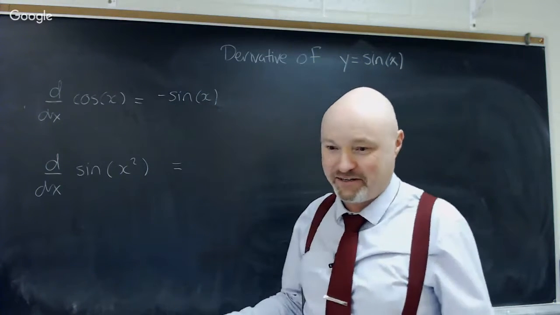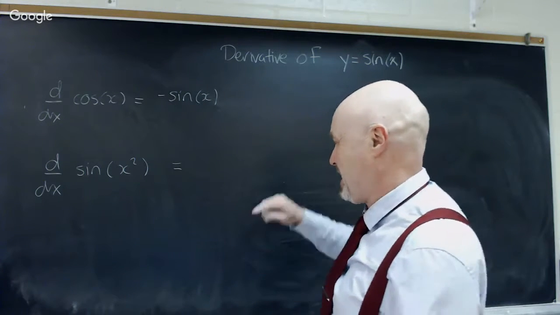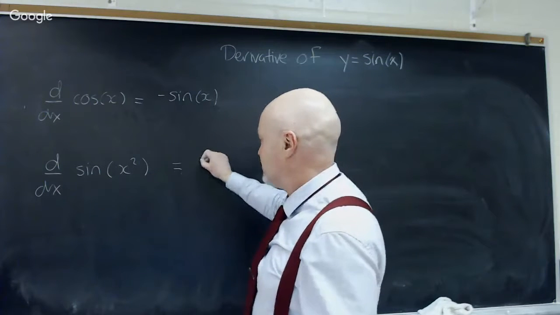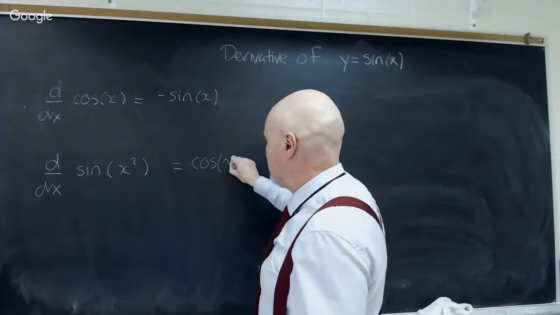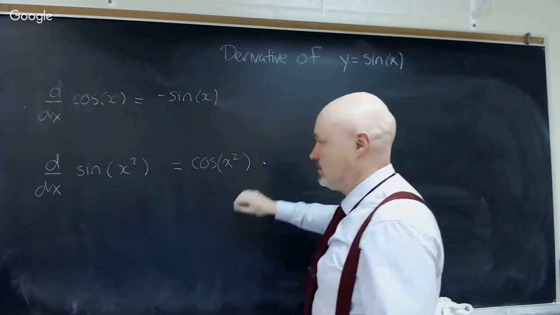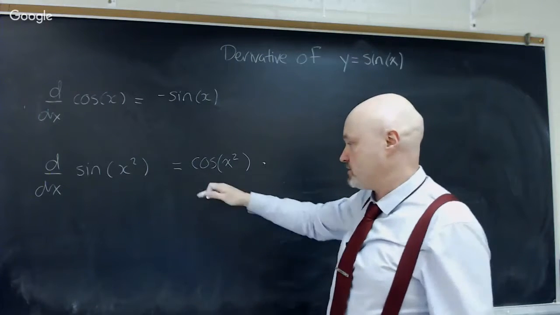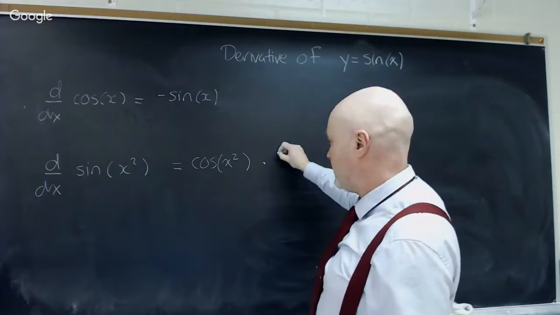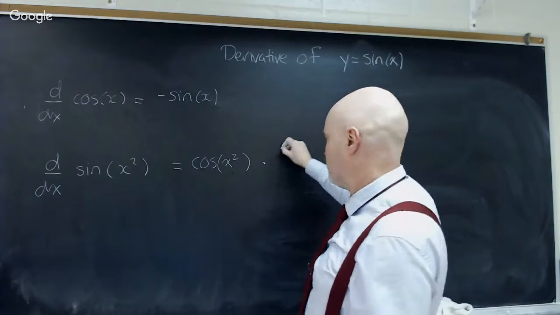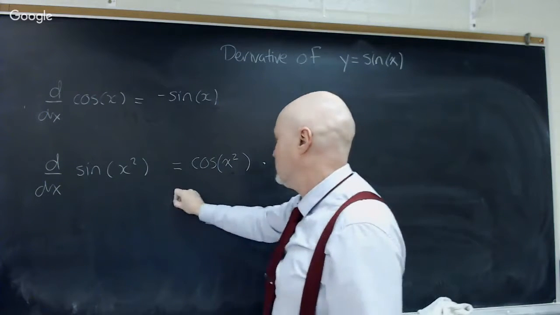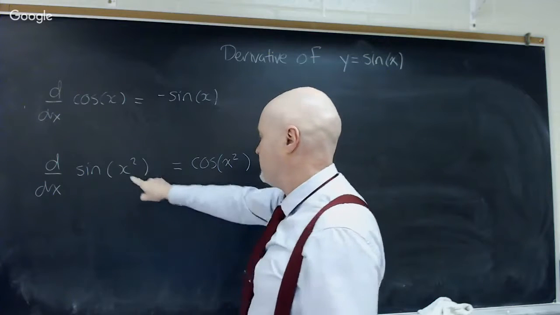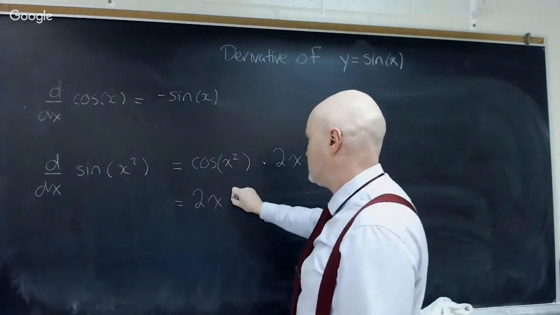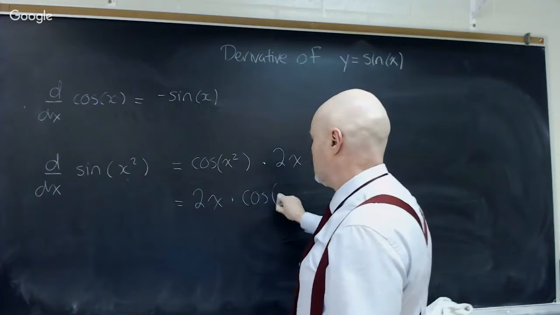I'm actually glad to hear you say that. Okay, so the derivative of the outside function. The sine turns into a cos, and we leave all the inside stuff alone, multiplied by the derivative of the inside function, 2x. And so the derivative of the sine of x squared is 2x times cosine of x squared.